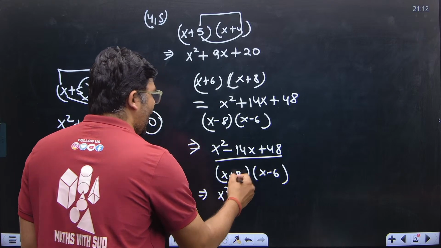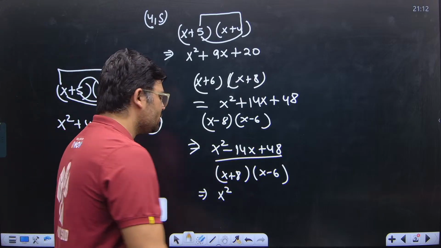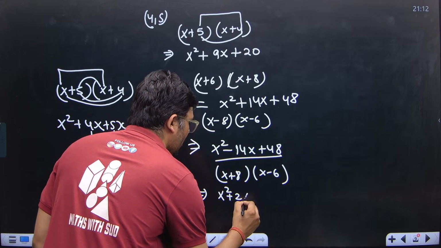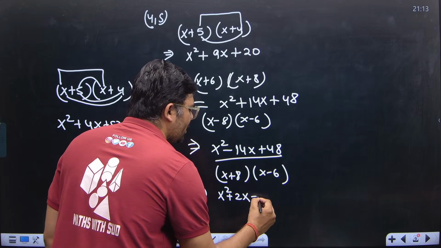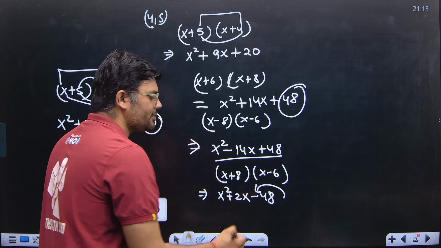Now instead of adding, they are subtracting. So what is 8 minus 6? 2. And what is 8 into minus 6? Minus 48. Now you look at this constant part. It is negative. Can you see that?